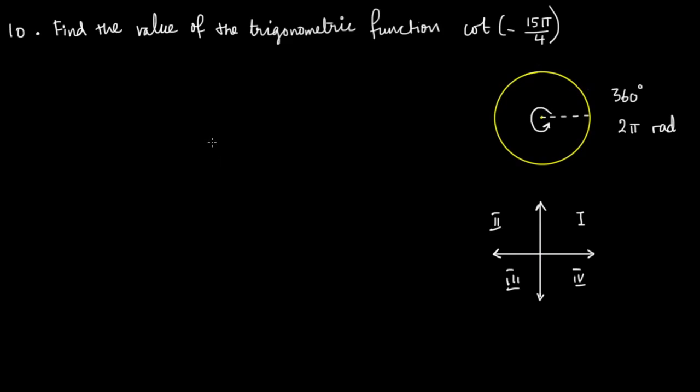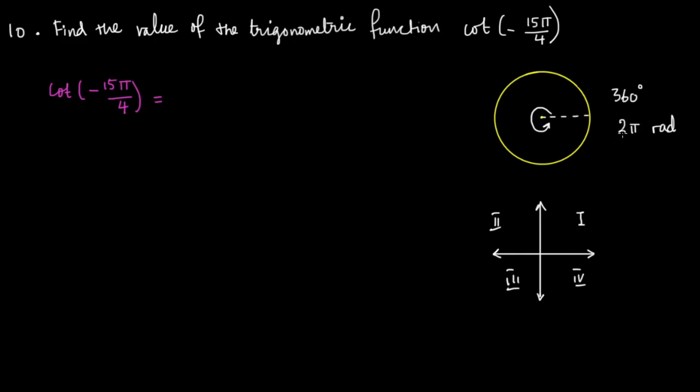We want to find the value of the trigonometric function cot(-15π/4). So cot(-15π/4). What's the value? Well, we don't know yet. That's our job to find out, right? First, let's talk about what negative angles mean.